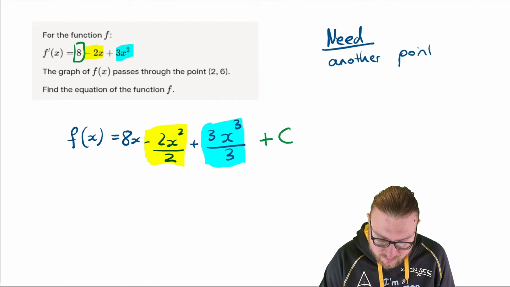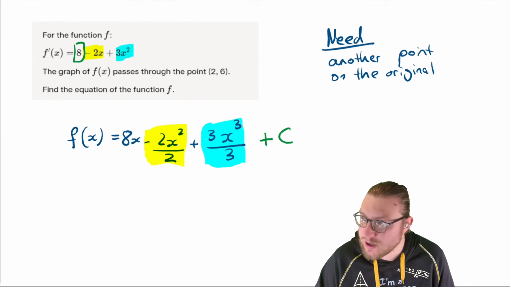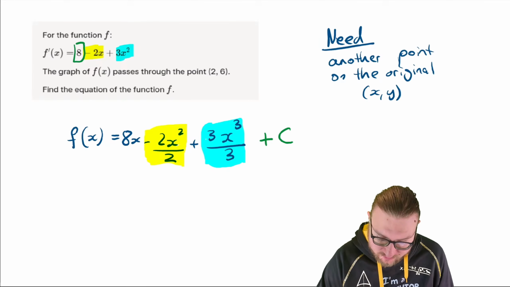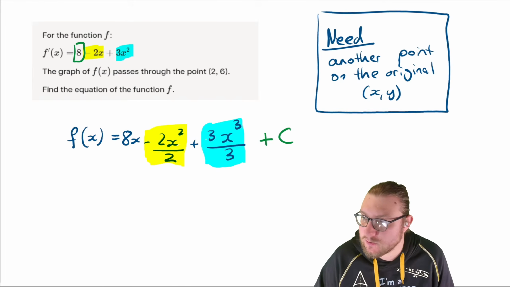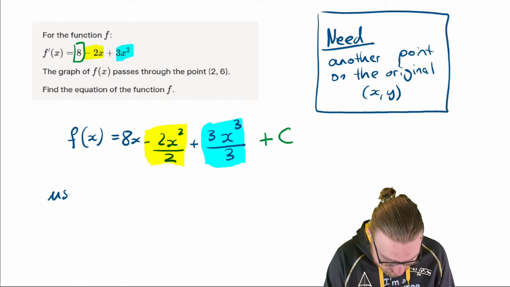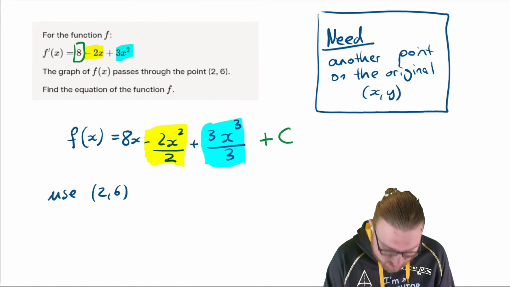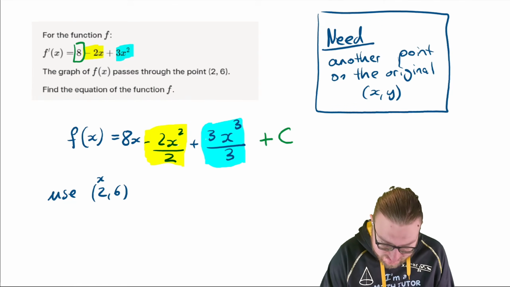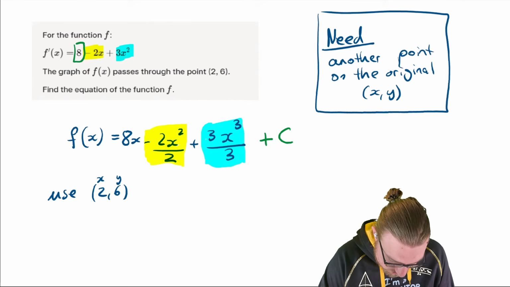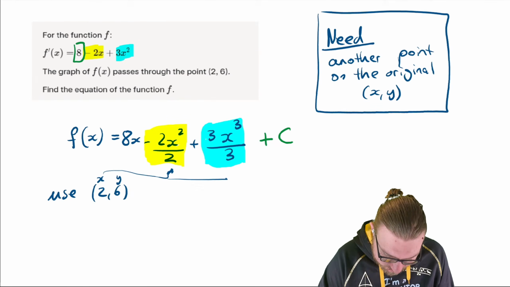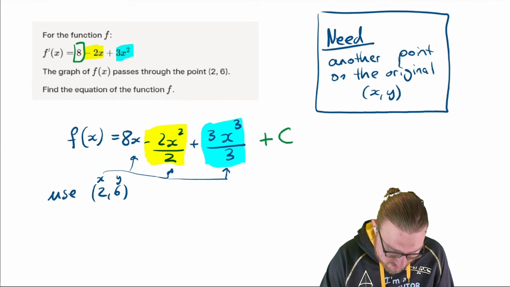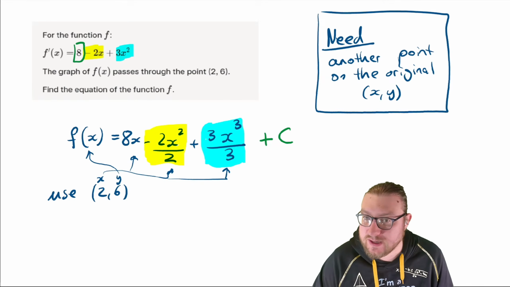And this is important that it's on the original. We need another point, an x and y point from the original. Both x and y are needed. So they have actually been given here. So we're going to use the fact that (2, 6) is the point that we've been given. And the reason why is because we can just think of this as being the x value and this the y value. So we can substitute in the x's over here and over here and over here. And the y value is our f of x.